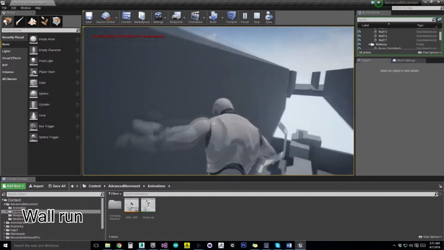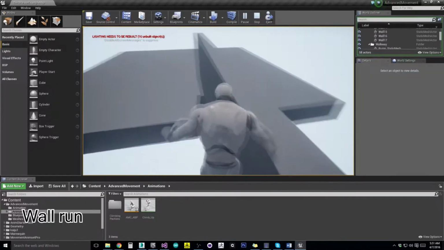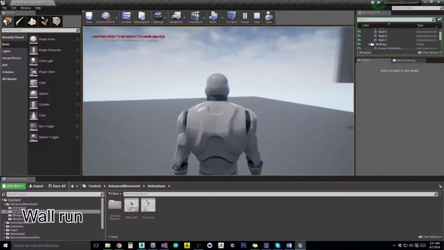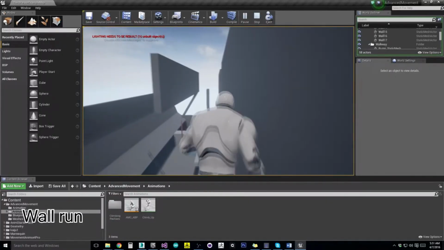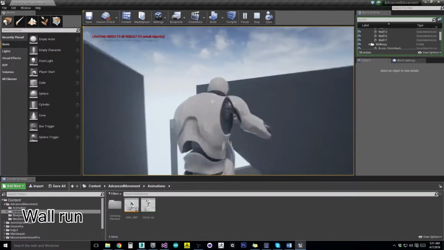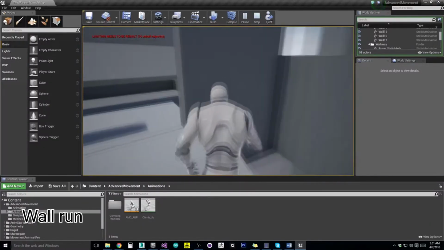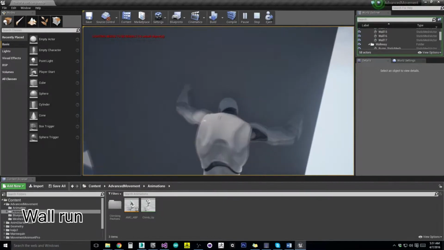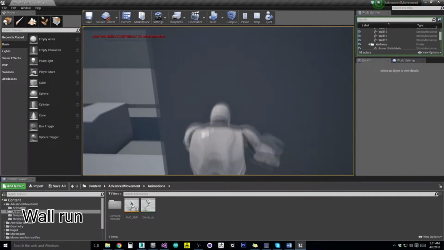Here we have the wall run, which uses the walking movement mode, but is manipulated to use the wall surface as the floor surface. Let's see if I can make it up there with the wall jump in this clip.